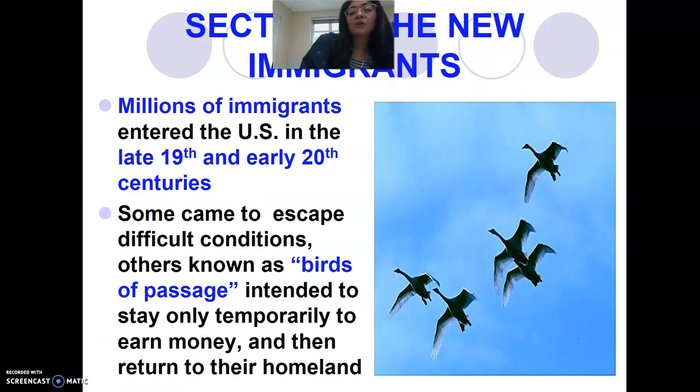Millions of immigrants enter the United States in the late 19th and early 20th century. Where are they coming from, and why are they coming? So the largest population of immigrants that come to the United States come from Europe.